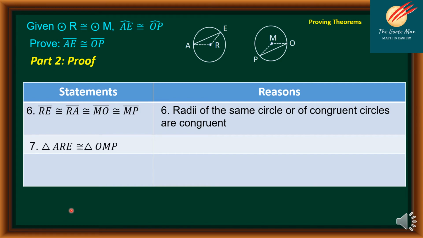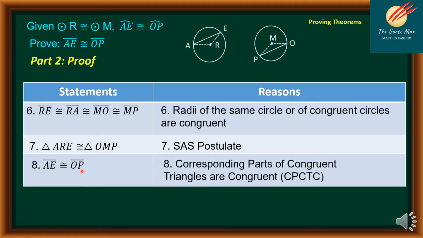Number 7, we have triangle ARE is congruent to triangle OMP. We can have the side-angle-side postulate. Finally, for number 8, we have line segment AE is congruent to line segment OP. So finally, we've been able to prove this. Our reason is corresponding parts of congruent triangles are congruent.